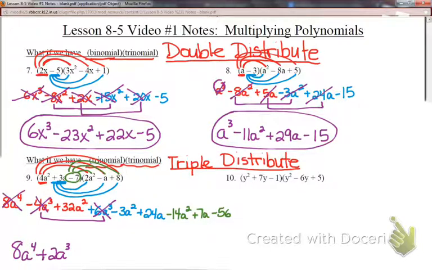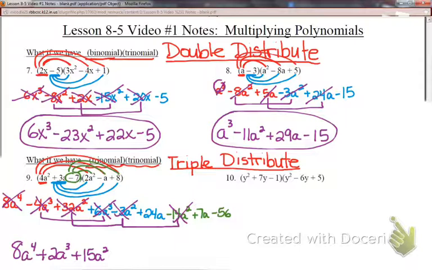All right, a squareds. I have 3 of those. This is 32a squared minus 3a squared. So that's 29a squared. 29a squared minus 14a squared is 15a squared. So plus 15a squared. Cross out all those. They're done.